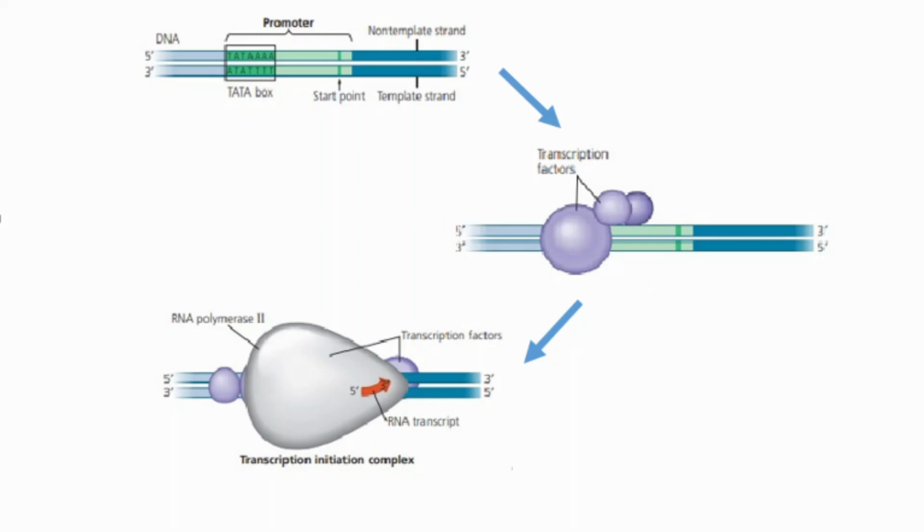Some proteins called transcription factors mediate the binding of RNA polymerase and the initiation of transcription. Only after transcription factors are attached to the promoter does RNA polymerase II bind to it. The whole complex of transcription factors and RNA polymerase II bound to the promoter is called a transcription initiation complex. The TATA box is a crucial promoter DNA sequence in eukaryotes that assists in initiation complex formation.